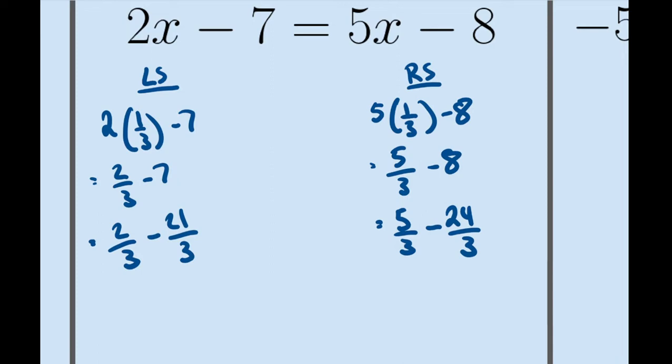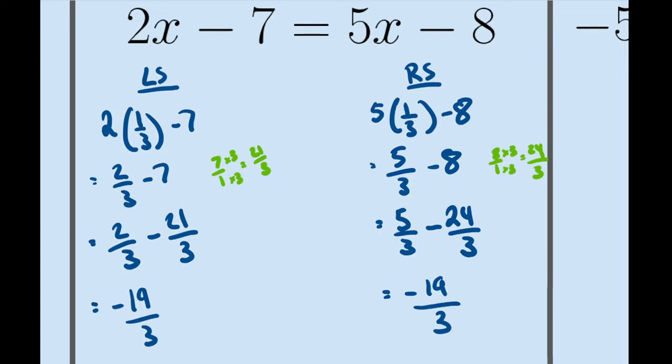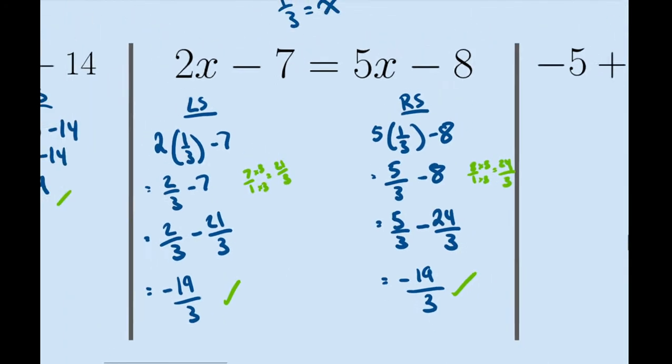So again, if you're not sure where we got that, 7 over 1, multiply the bottom by 3, multiply the top by 3, we get 21 over 3. Same with the 8. 8 over 1 times 3 to both parts, 24 over 3. So again, we're just creating equivalent fractions. In the end, we end up with negative 19 over 3 and negative 19 over 3. So we do get the exact same left side equals right side, so we have a good solution.